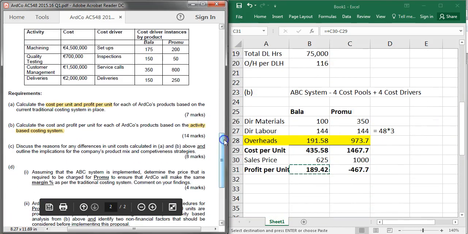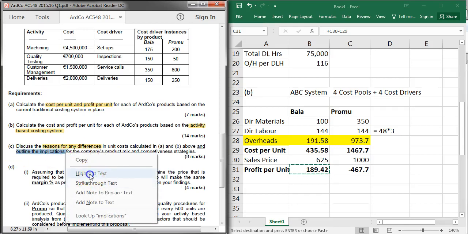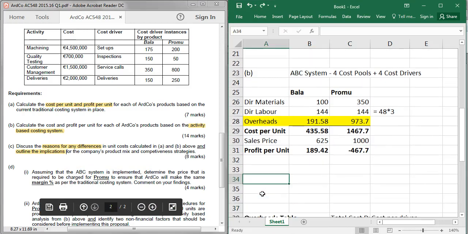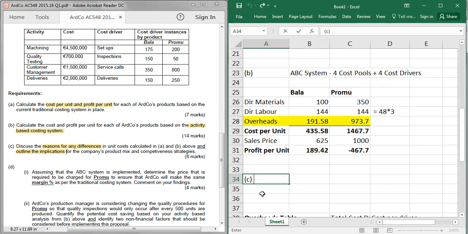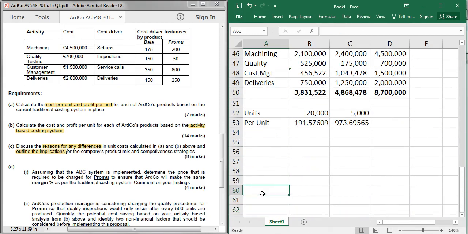So for part C, remember to read it carefully. Discuss the reasons for any differences. That's the first part. In the unit costs. And then outline the implications for the mix and strategy. So 2 separate parts here to get your full marks. Now the first thing, the easiest thing for students I would have thought to do here is to do a little table out. So just come down here to after that.